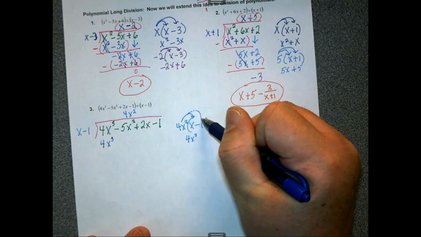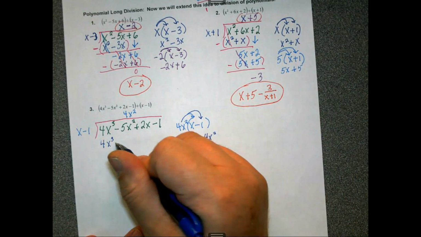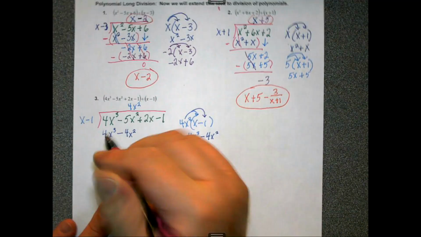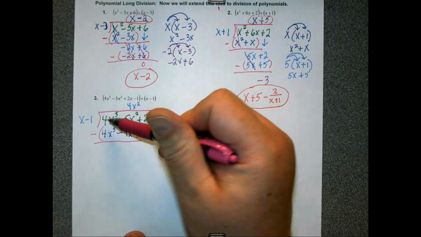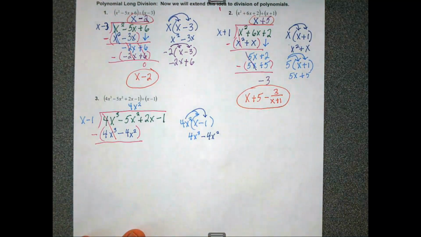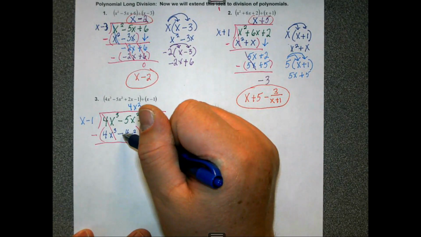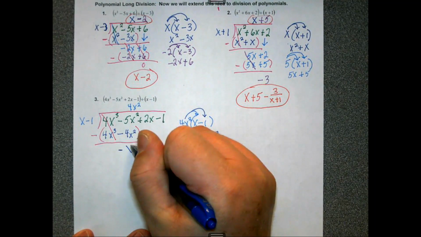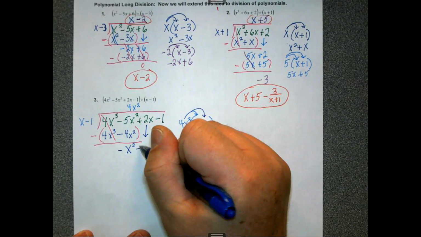4x squared times a negative 1, minus 4x squared. Subtract the entire quantity so that when I go to subtract them, my first term eliminates. Negative 5x squared minus a minus, so plus 4x squared. The minus 1x squared. Carry down the 2. So positive 2x.